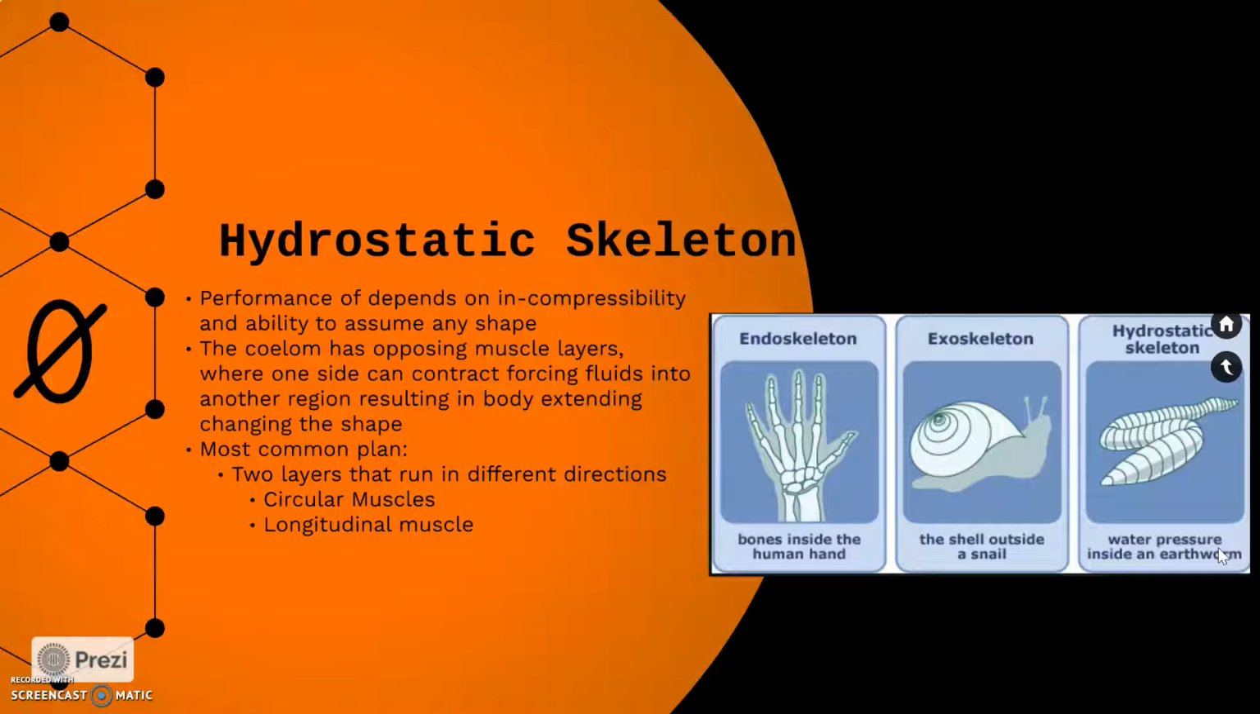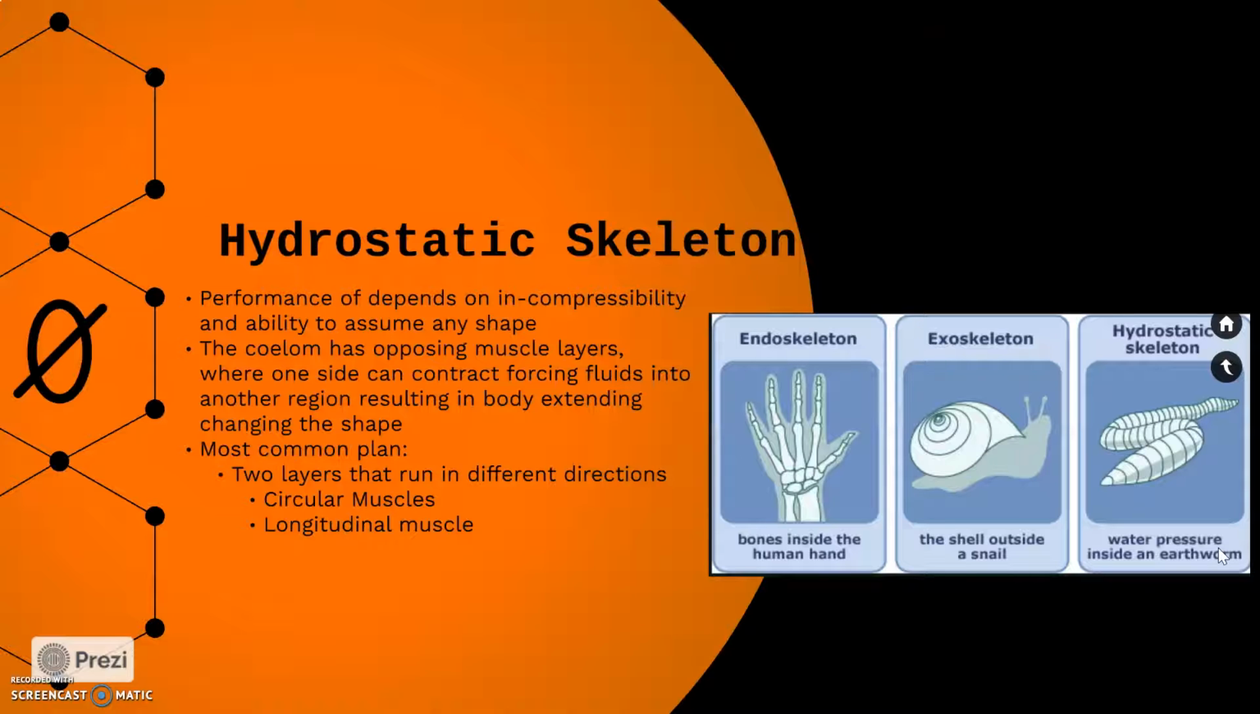The coelom has two opposing layers, and they contract, forcing fluids into another region, resulting in the body extending. Those two layers run in opposite directions. One layer is the circular muscle, and the other layer is the longitudinal muscle. Some invertebrates use this method to move.